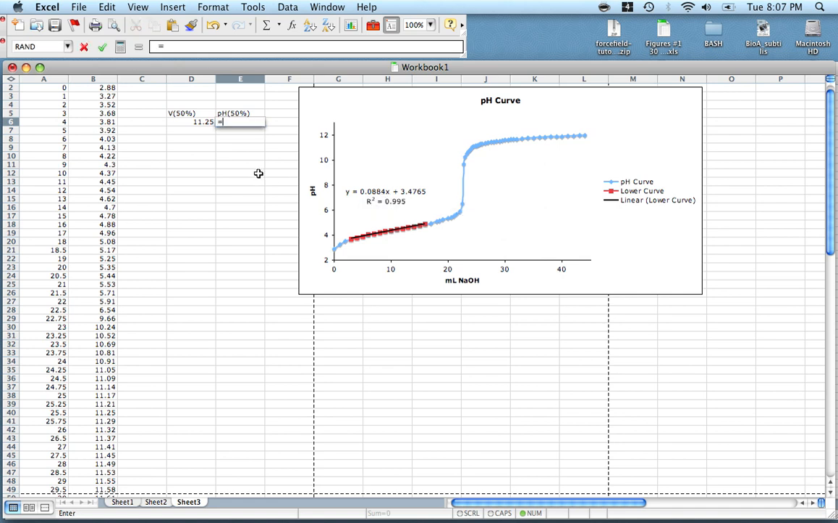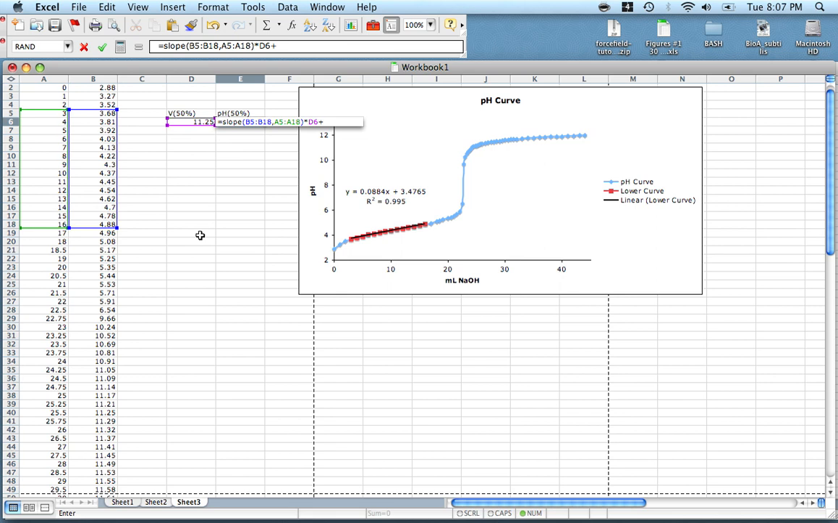So we just press equals slope. This is calling the function slope, and its syntax is known y's comma known x's. So you want to select your known y's. So I did 3 to 16, comma, and then your known x's. Okay, and then we close the parentheses. And we're going to multiply that by our x value, which is 11.25.